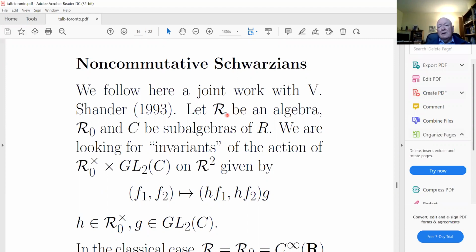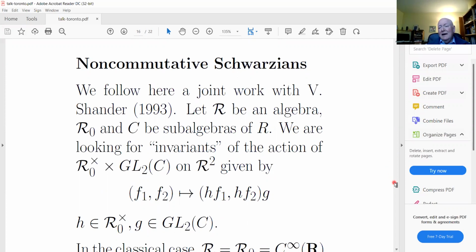Suppose again you have an algebra, non-commutative or otherwise, you have a subalgebra R0 and another subalgebra C, which is sort of the constants. Then on R2, which here it's more convenient for me to write as row vectors, you have two actions. You can multiply from the left by some invertible elements from R0, and then you can multiply by 2x2 matrices from the right. And we are looking for invariants of this action.